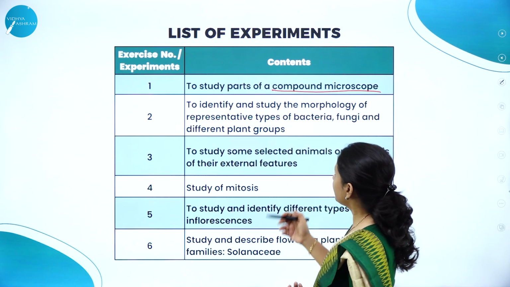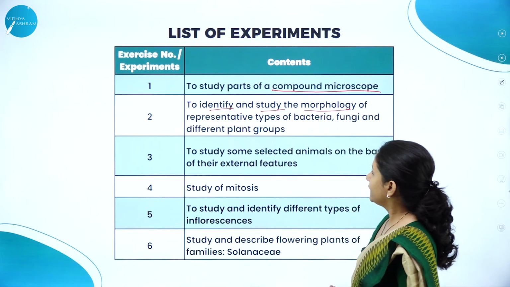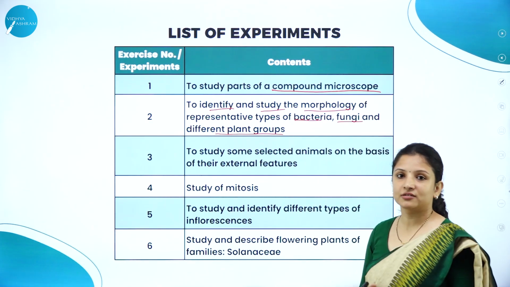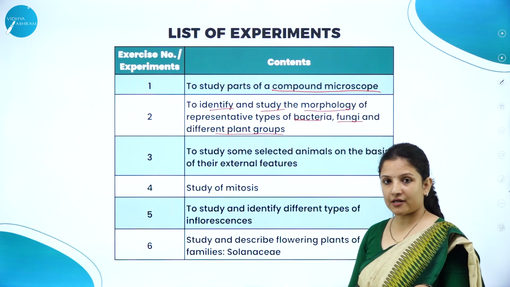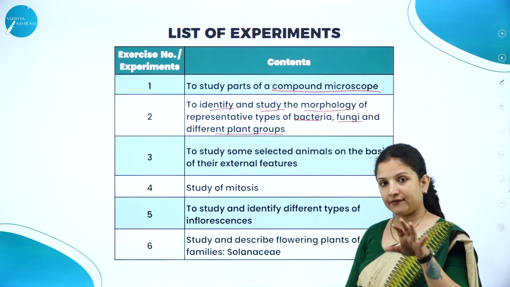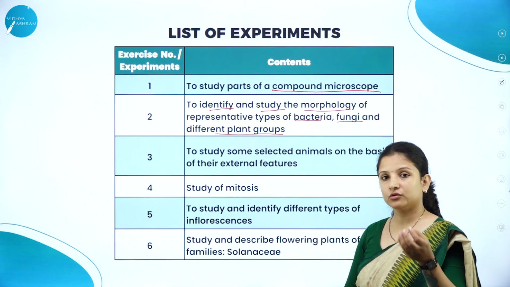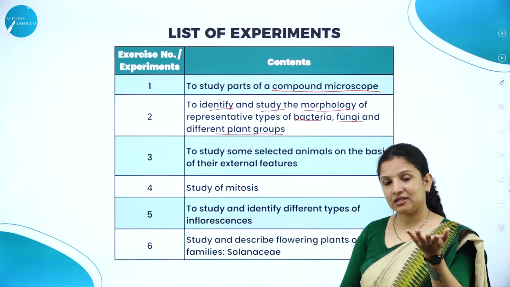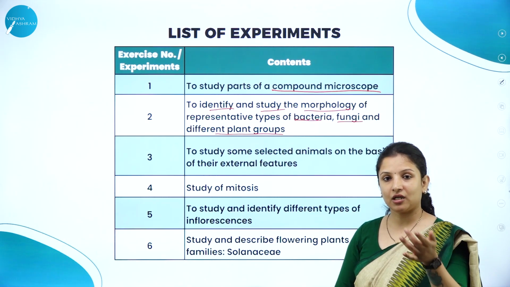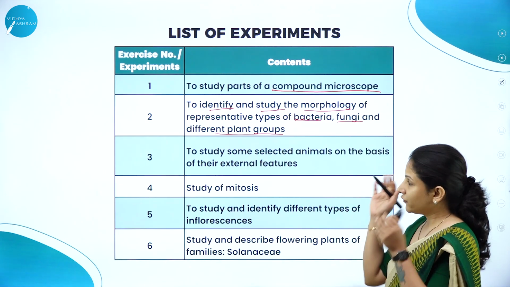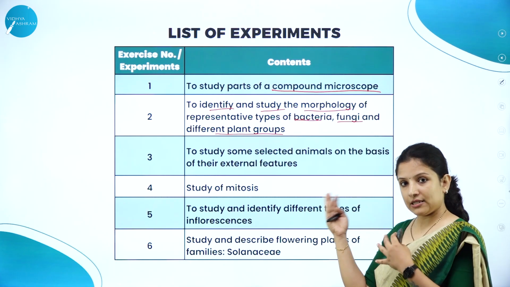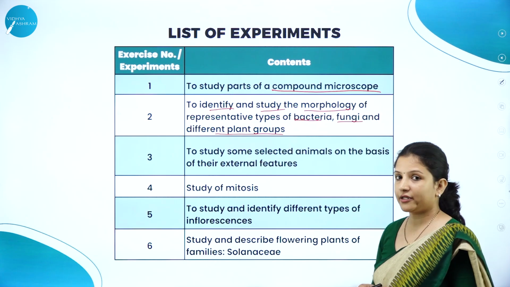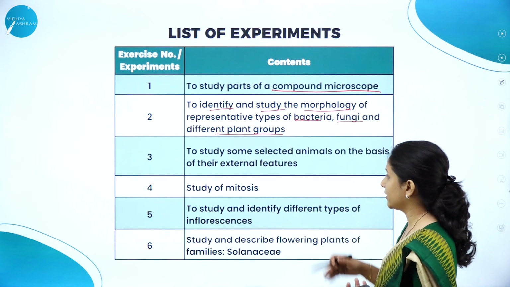And next is to identify and study the morphology of bacteria, fungi and different plant groups. So what is the structure of the bacteria, whether they have flagella, what is their cell, how it looks, what is the shape. And talking about fungi, what is the mycelium, how it is arranged, whether it is coenocytic, all that you will study. So if you know the theory well, practical will also be easy because both are interconnected to one another. And about different plant groups, you will study the morphology of the plants also under this.